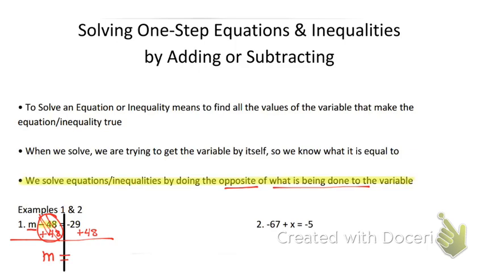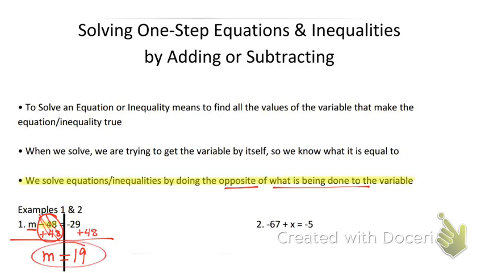And then on the right side, you simply have the basic addition problem here, negative 29 plus 48. And again, as I've told you before, you can use your calculators, that's fine. Type in negative 29 plus 48 and you get 19. So in other words, our answer is m equals 19.